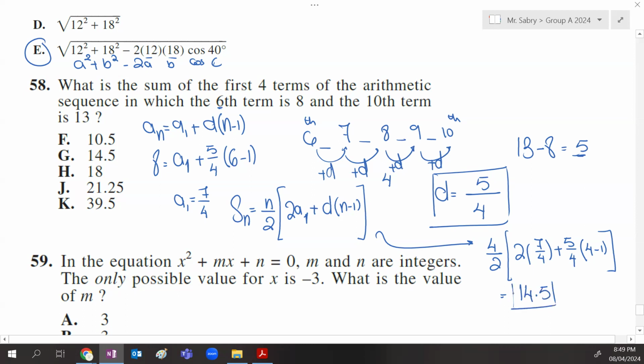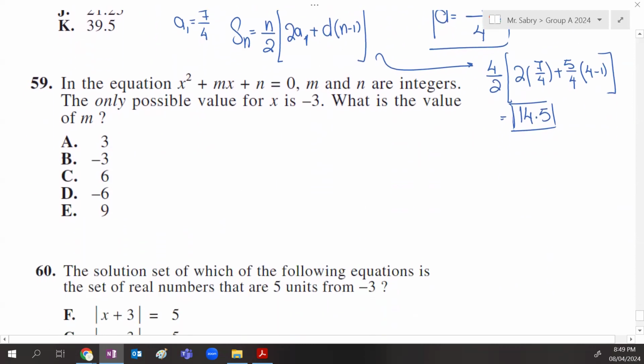So 14.5 is supposed to be the answer for that one. Moving on to 59. The equation, m and n are integers. The only possible value for x is -3, so I'll substitute على طول.